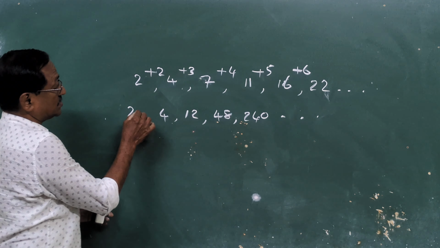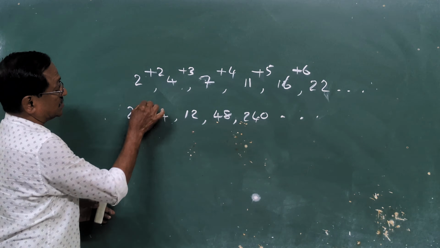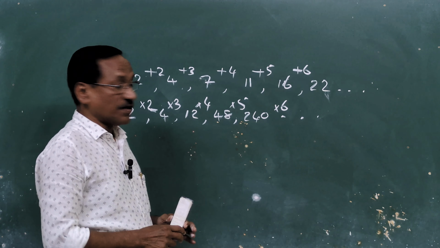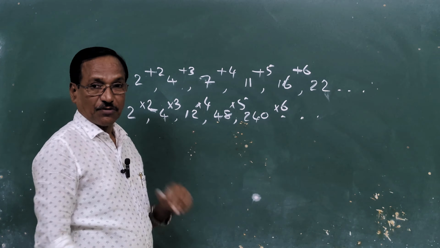So here, let us consider another case. 2 into 2 gives the second number. 4 into 3 gives the third number. Then into 4 gives 48. Then 48 into 5 is 240. So you can predict the next number as 240 into 6. This is known as the multiplication pattern.